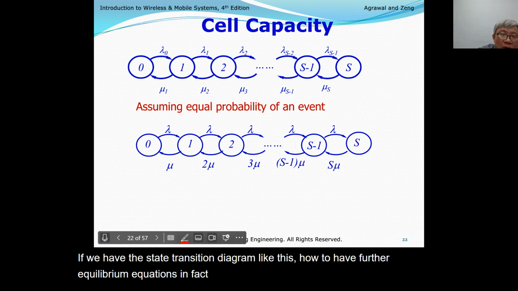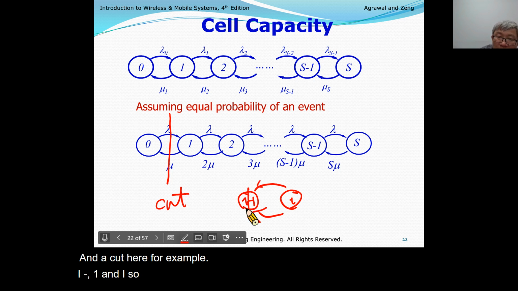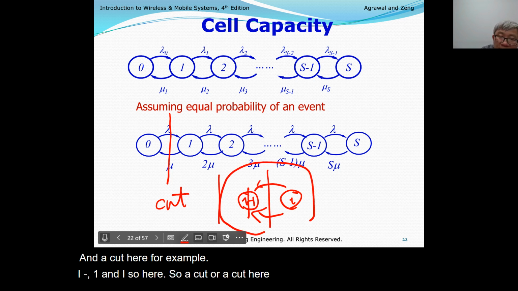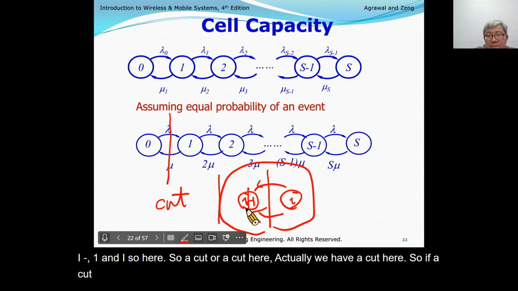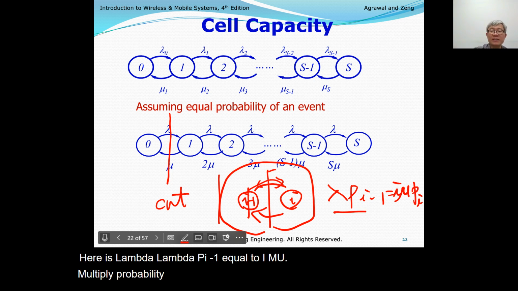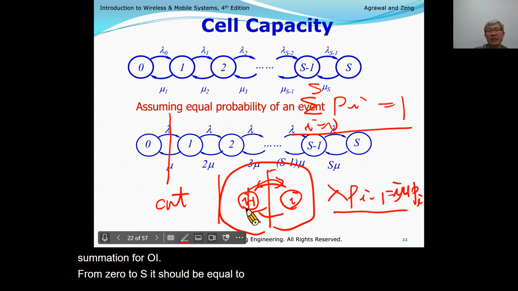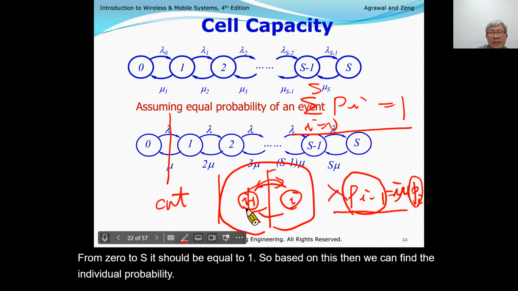In fact, we can follow this. Oh, a cut. And a cut here, for example between I minus 1 and I. So if we cut here, we will have lambda P sub I minus 1 equal to I mu multiplied by probability P sub I. Based on this equation, and also the summation for all I, I from 0 to S, should be equal to 1. Based on this, we can find the individual probability P sub I.